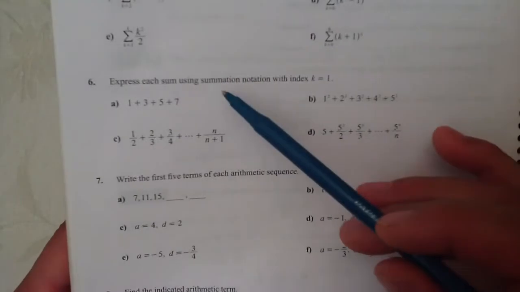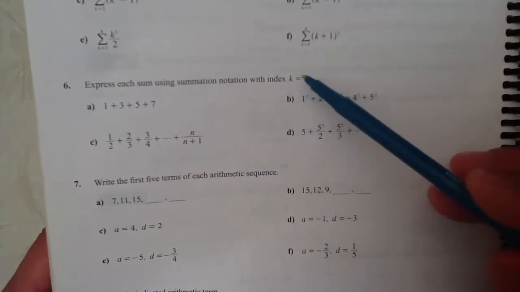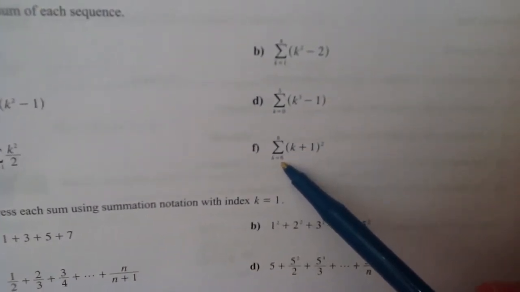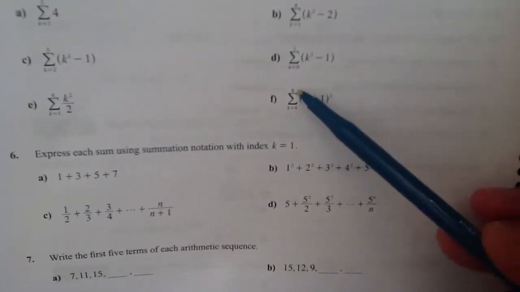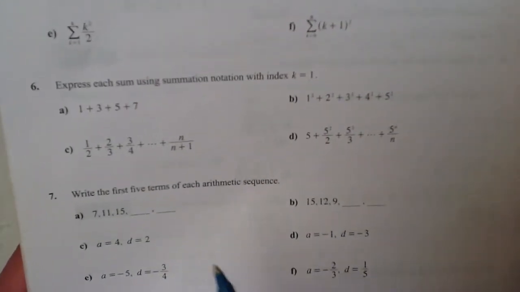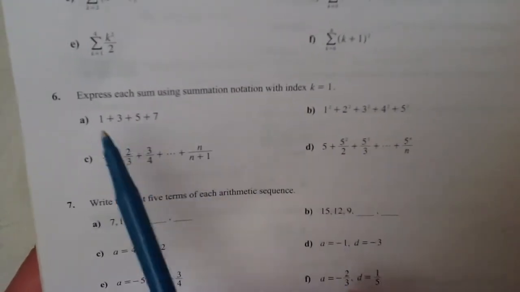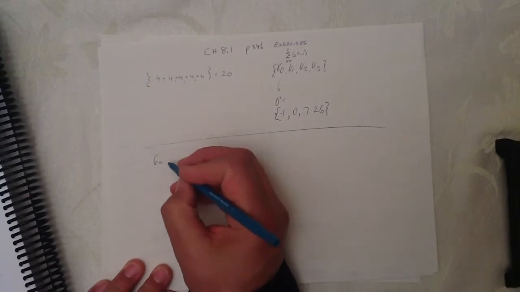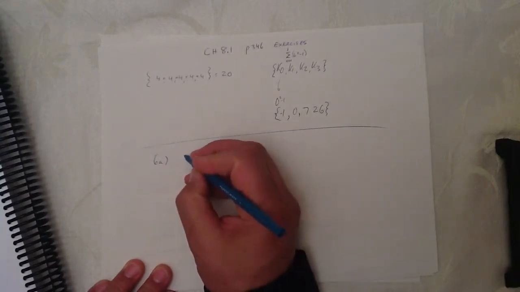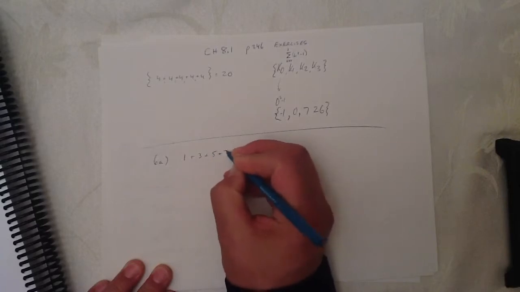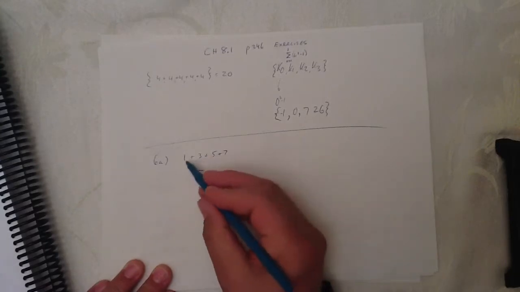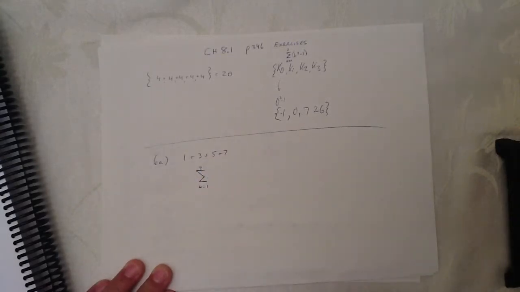Let's look at number 6 here. Express each sum using summation notation with the index k equals 1. So k equals 1 is what goes underneath here. This is called the index underneath the sigma. So every one of them will have a sigma with k equals 1 at the bottom. That's the easy part. So let's just do A and D. So A shows 1, 3, 5, 7. So that's 4 terms. So this is 6A, where it gives us 1 plus 3 plus 5 plus 7. The sigma notation, k equals 1 to, well, it's 1, 2, 3, 4, the fourth one. k equals 1 to 4.